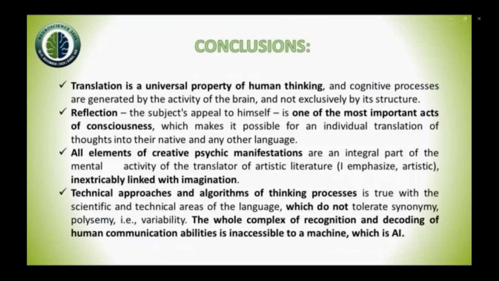Okay, now let's get down to conclusions. The main conclusions are the following. Translation is a universal property of human thinking, and cognitive processes are generated by the activity of the brain, and not exclusively by its structure. Next, reflection, the subject's appeal to himself, is one of the most important acts of consciousness, which makes it possible for an individual translation of thoughts into their native or any other languages.